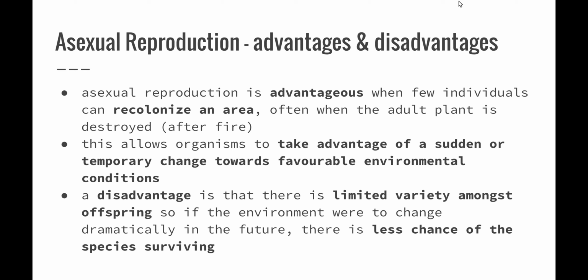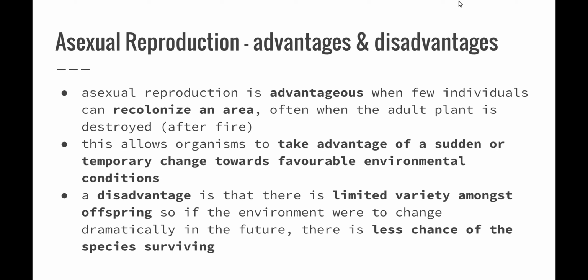So asexual reproduction, what are the advantages and disadvantages? Asexual reproduction is advantageous where there are few individuals left who are able to recolonize an area. This can happen when the adult plant is destroyed, in particular after fire. We know in Australia, in the last 50,000 years, the incidence of fire has increased dramatically, and this has meant that plant species need to be able to deal with that. Having the ability to reproduce asexually means that if a whole population of plants was destroyed, and there are only a few individuals left, those few individuals are able to completely recolonize an area. This allows organisms to take advantage of a sudden or temporary change towards favorable environmental conditions.